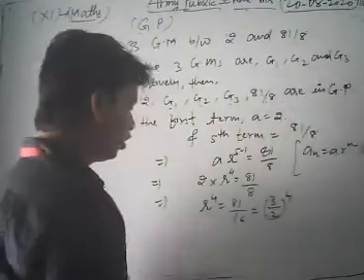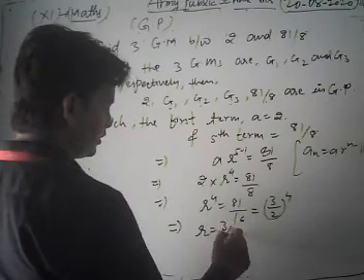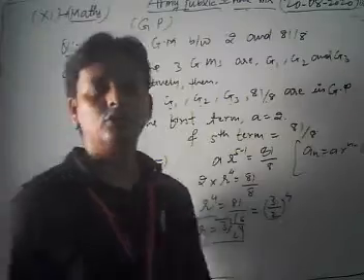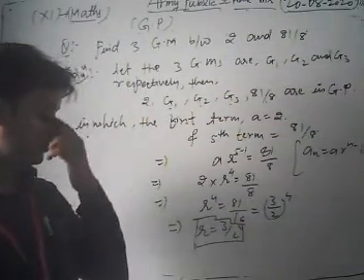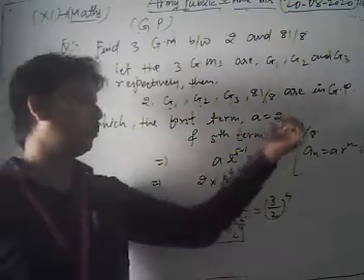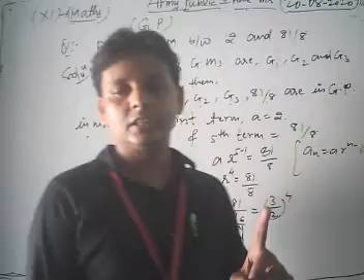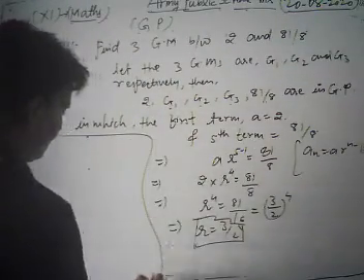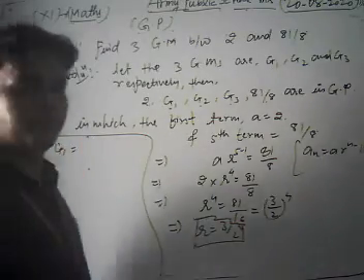Now after comparison we get the value of r as 3 by 2. So the value of the common ratio is 3 by 2. Now we get the value of a as well as the value of r. Now the first geometric mean is what?